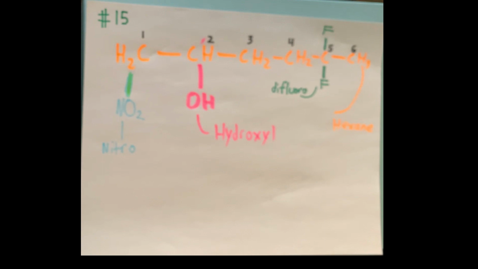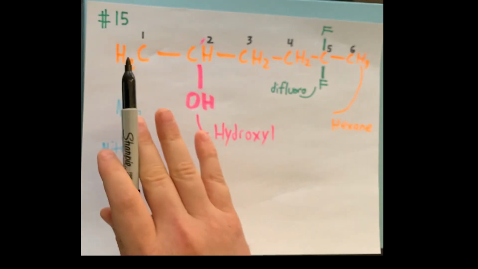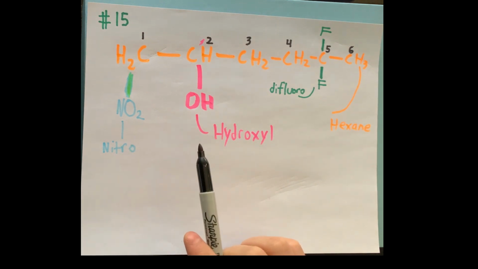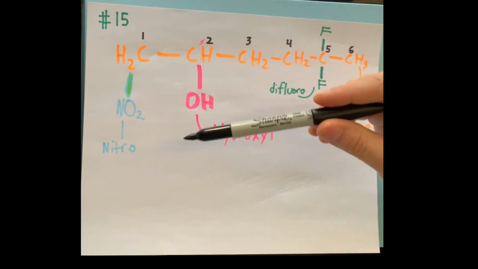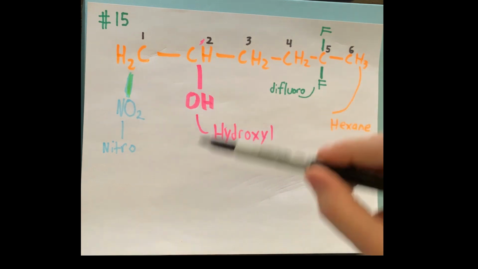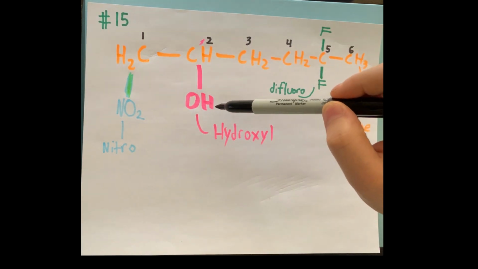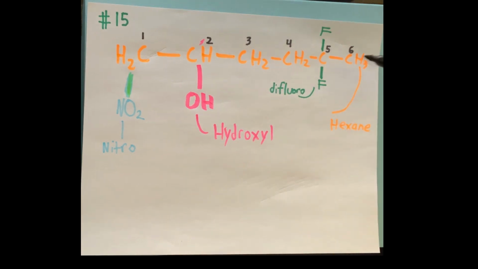So to start, in the orange, we have a 6-carbon chain, which is linear and a hexane. It's not a cyclo. So we know that. Then if we start at the first carbon, I'm going to number left to right because I want my functional groups to have the lowest numbers possible. We have in blue a nitro functional group, NO2. And then on the second carbon, we have a hydroxyl or alcohol. And then on carbon 5, we have 2 fluorine atoms, so difluoro.